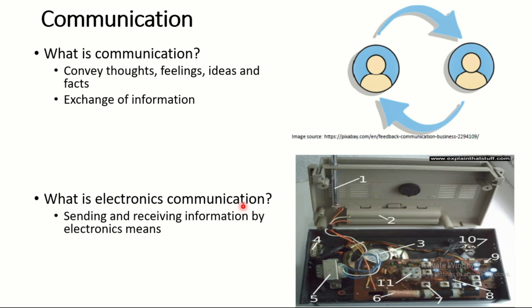In electronic communication, the information is sent and received by using electronic means. Looking here, this is an AM FM radio set, and this is the inside of this set. You can see that we have a number of electronic components. Here we have a capacitor, here an inductor, similarly here a transistor, this is a speaker, and here this is a transformer. This is the antenna. So this radio set is made of electronic devices or components.